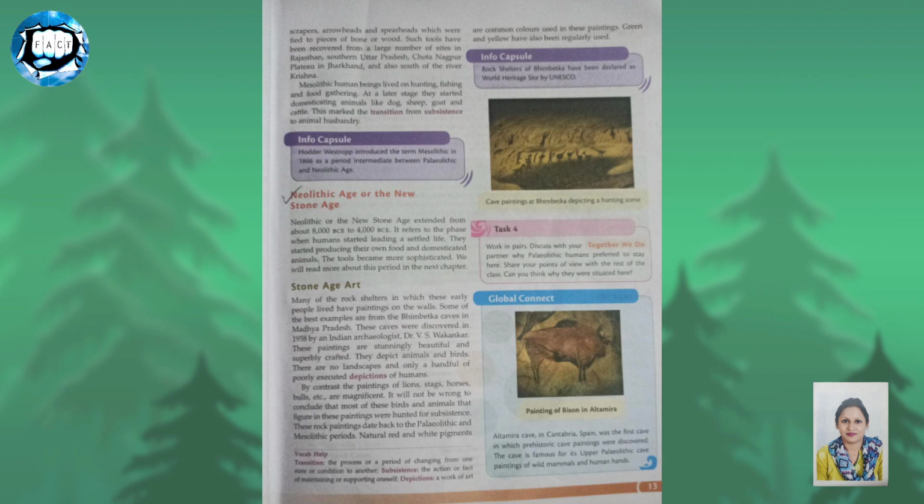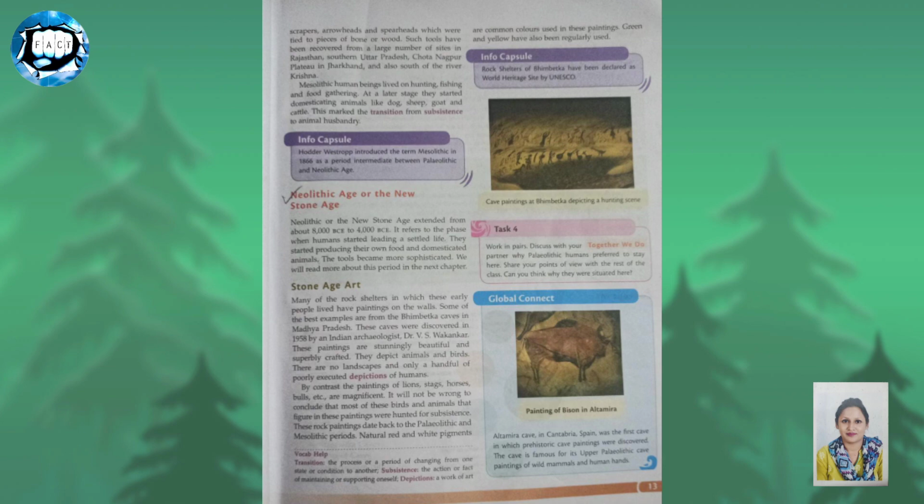So student, if you want to see the pictures, you can see the rock shelters of Bhimbetka, which have been declared as a World Heritage Site by UNESCO. This is the end of the chapter.